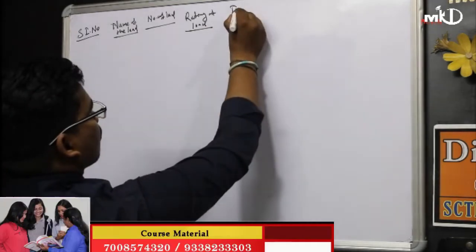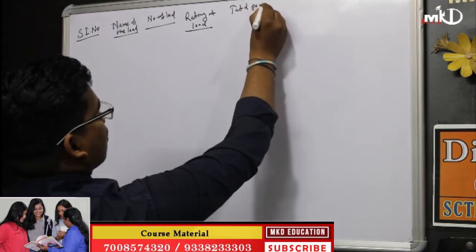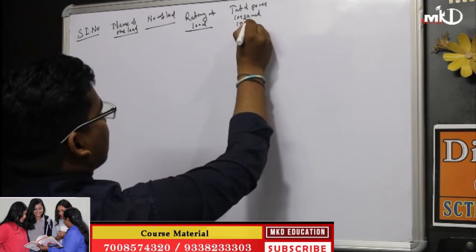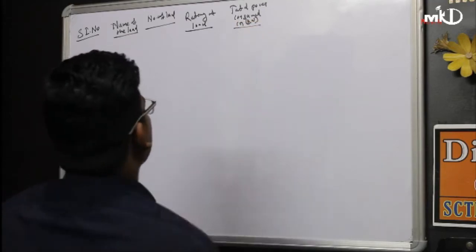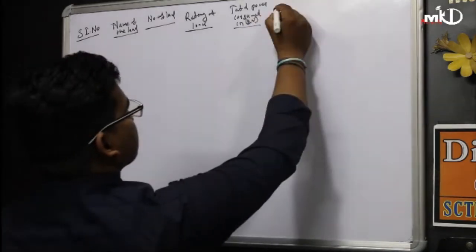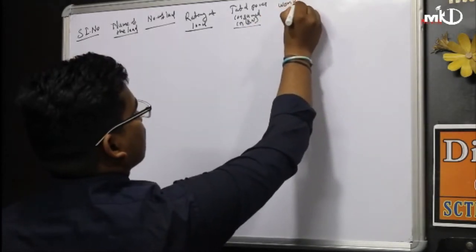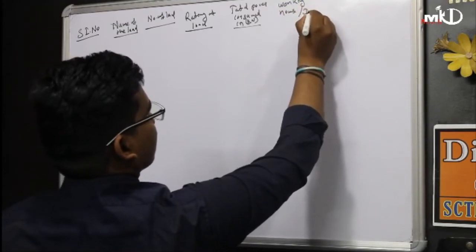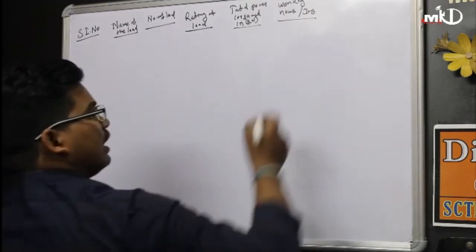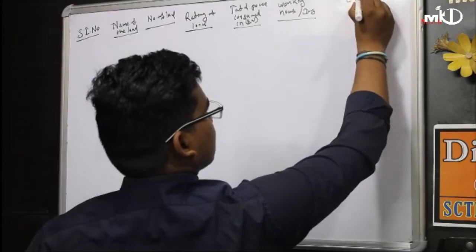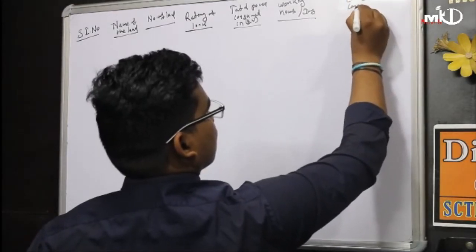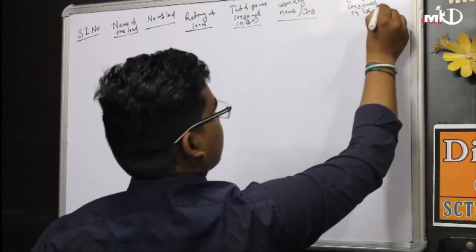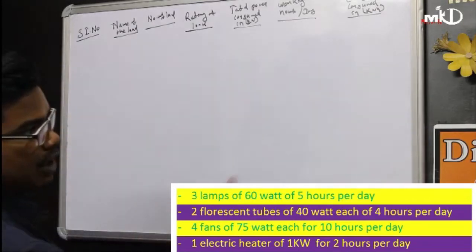Then total power consumed in kilowatt, then working hours per day, then energy consumed in kilowatt hour.